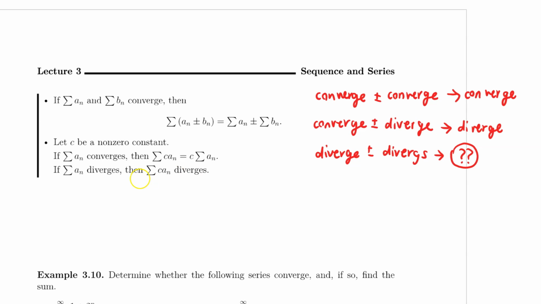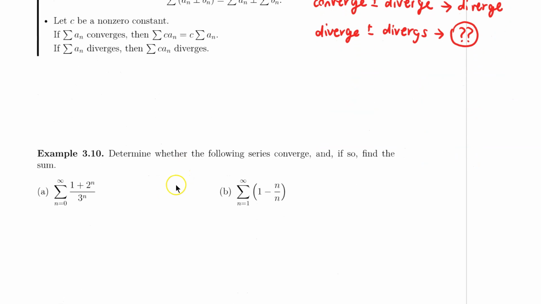And also, if we have a series that converges, then we can multiply a constant to that series, so we can pull a constant out of the sum basically. But if I have a sum that diverges, then if I multiply a non-zero constant to that sum, it will remain divergent.